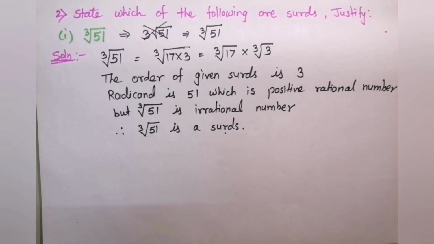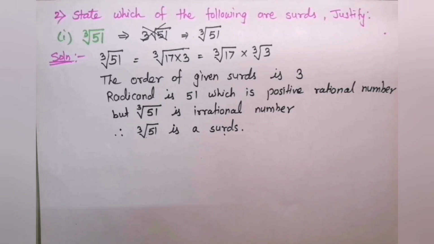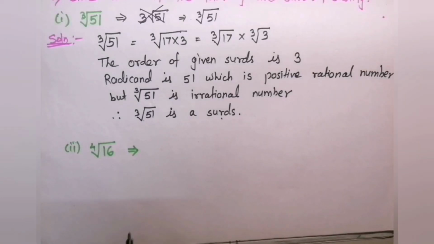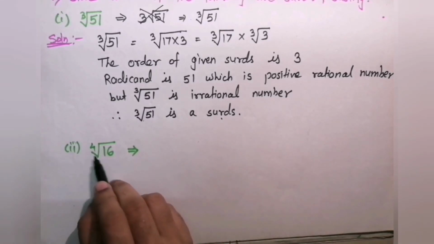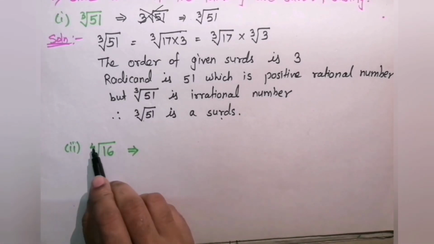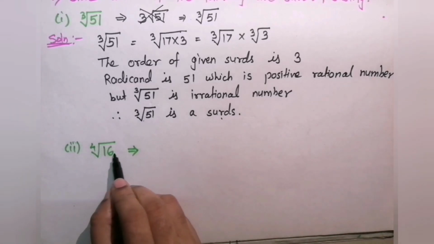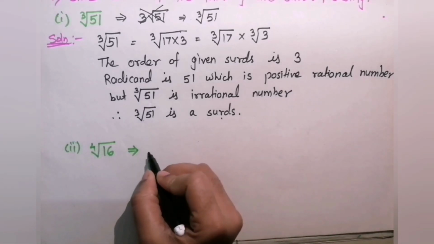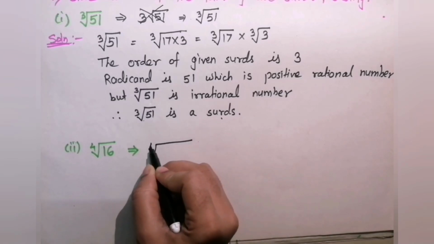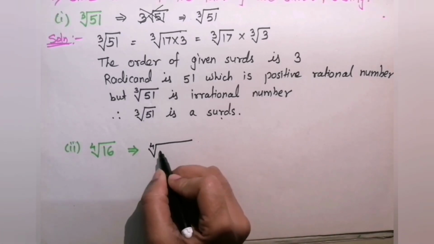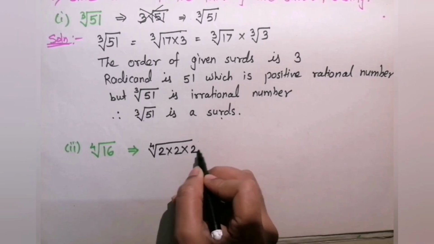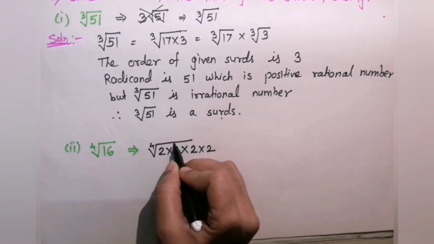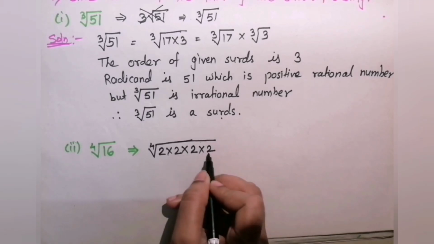Now students, start to solve example number 2. Now we have the fourth root of 16. How to read? Fourth root of 16. Now students, start to factorize, right? So write down here fourth root of 16. So 2 2s are 4, 4 2s are 8, 8 2s are 16. So we get 2 four times.